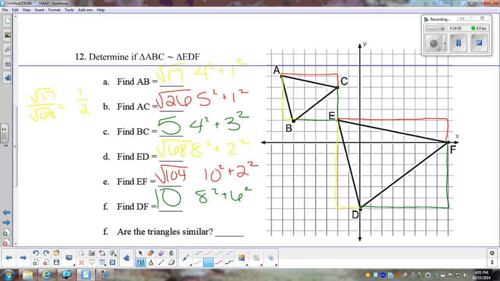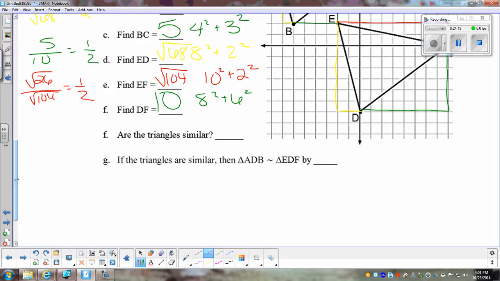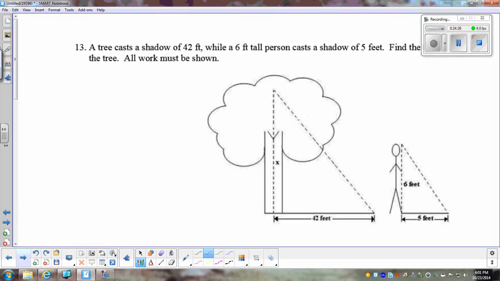gives me 1/2. 5 over 10 equals 1/2. The square root of 26 over the square root of 104 gives me 1/2. So all of my proportions are the same, so these triangles are similar by side, side, side similarity. Next page. Number 13.